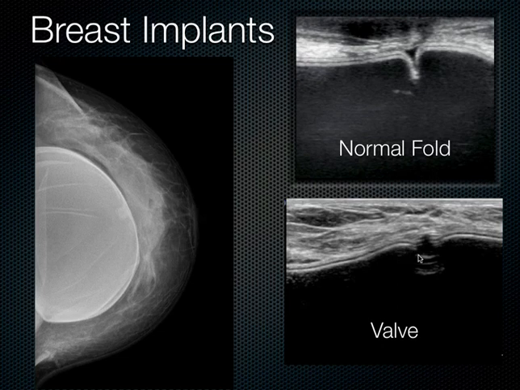This is the implant valve here, seen pretty easily, and you can see it actually on the mammogram as well. If you look closely, there's that implant valve there. So it's normal to see these things on a breast implant.